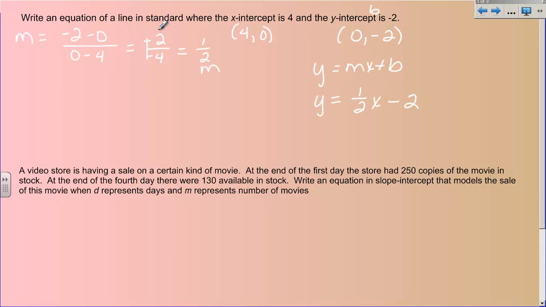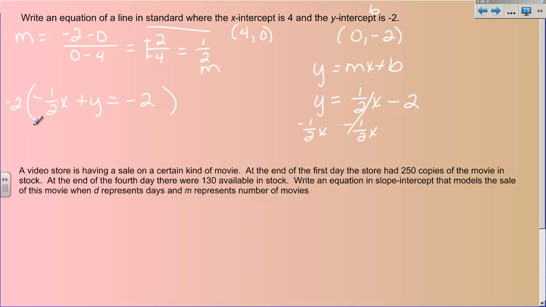The only problem is they want it in standard form. So now I have to convert this to standard form. So I have to get my 1/2 x onto the other side. So I'm going to start by subtracting 1/2 x. And so over here I have -1/2 x plus y equals -2. And I can't have this fraction or this negative right here. So I'm going to have to multiply everything by the denominator, which is 2.